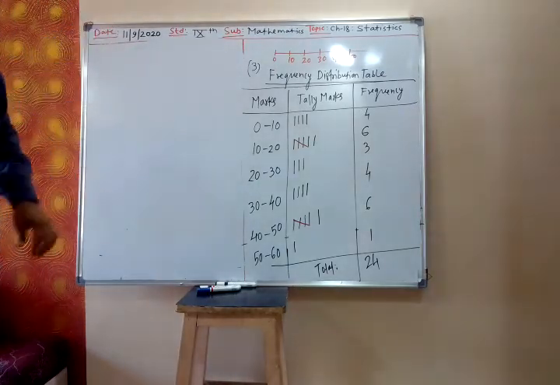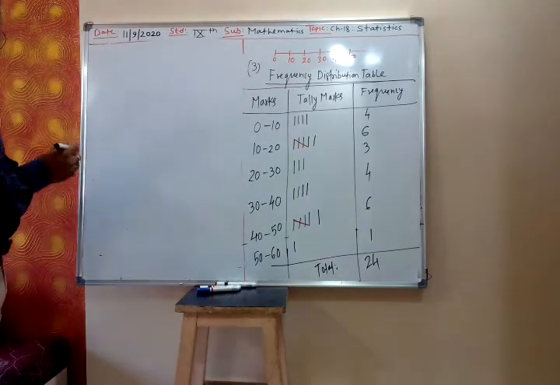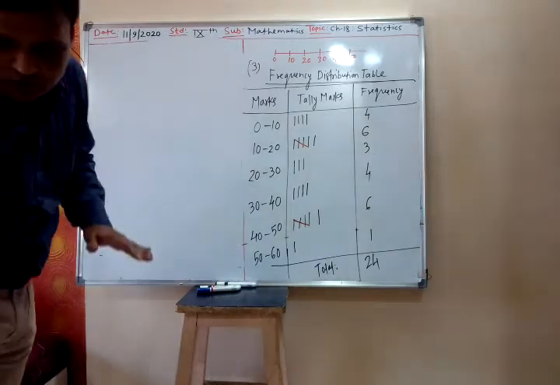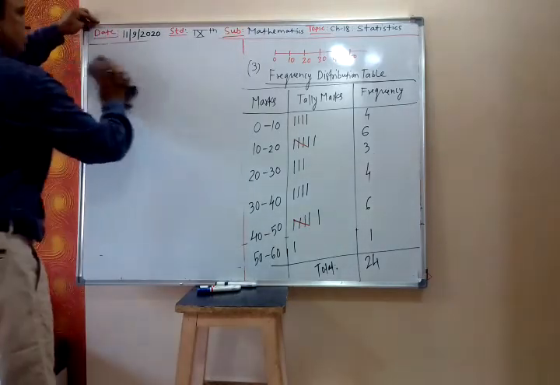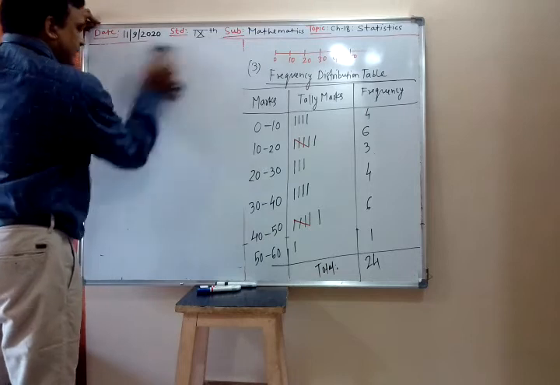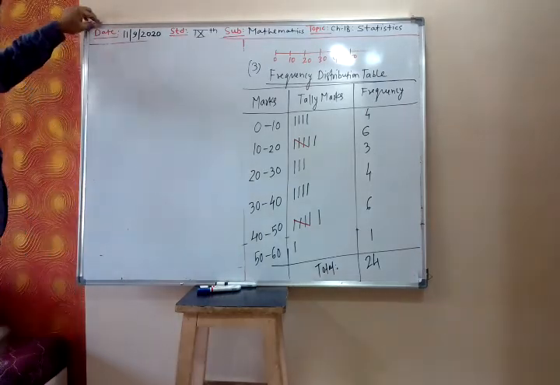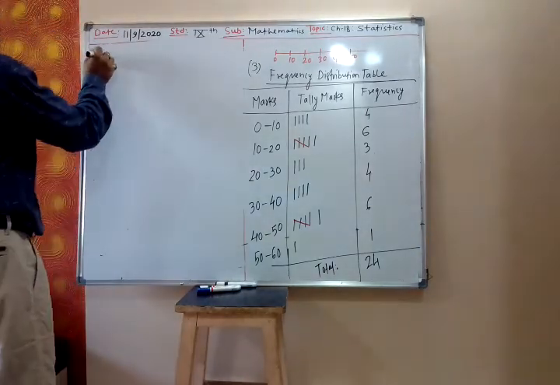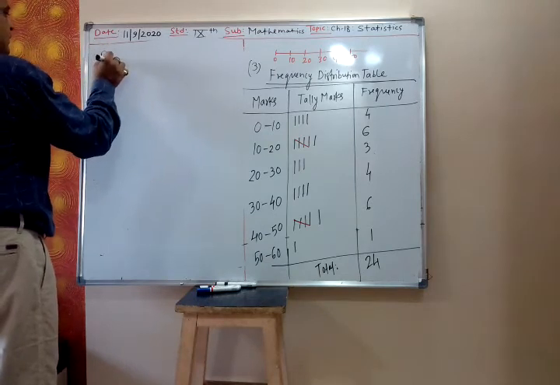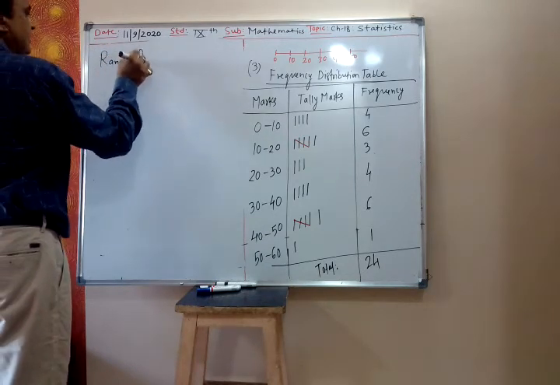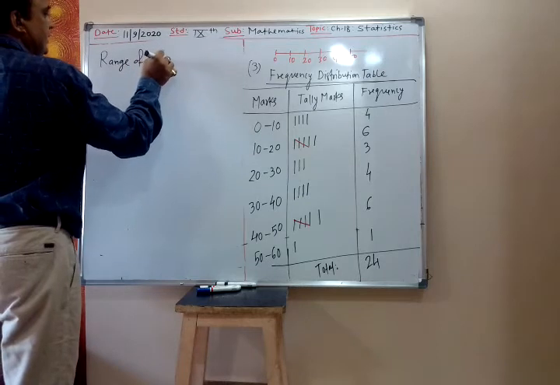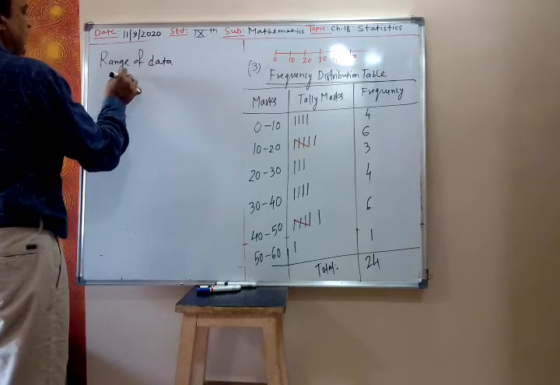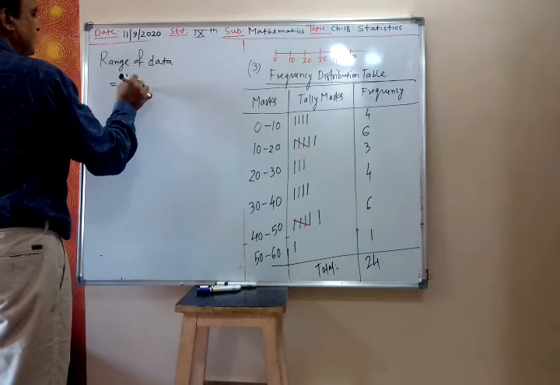So this formula you write. Range is, you don't know, in notebook you write. This formula you have to write. The range of the data is highest minus lowest.